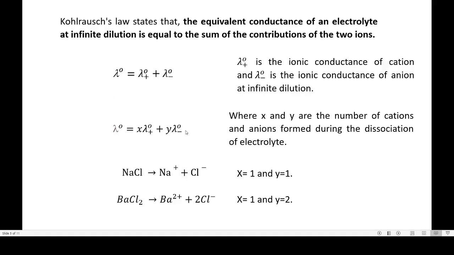It is also given as lambda naught equals x times the ionic conductance of cation plus y times the ionic conductance of anion, where x and y are the number of cations and anions formed during the dissociation of the electrolyte. In the case of a 1:1 type of electrolyte, one cation and one anion will be formed on dissociation, so x is equal to 1, y is equal to 1. In the case of barium chloride, one cation and two anions will be formed, so x will be equal to 1, y will be equal to 2.